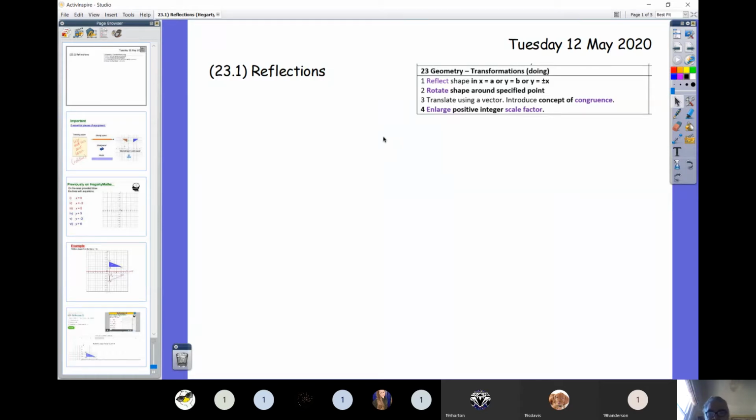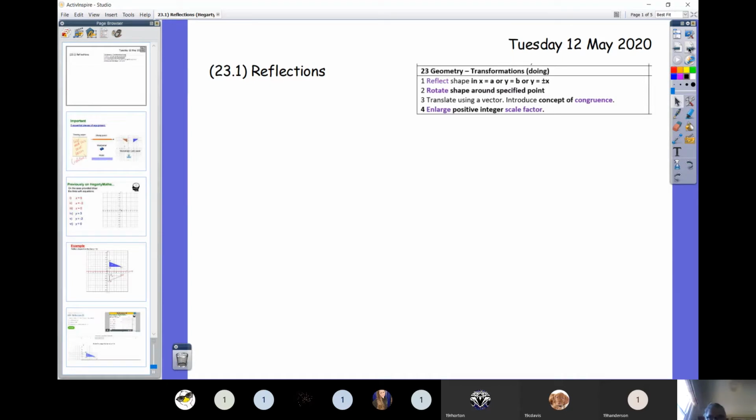So they are the four things that you can do to shapes, and they all come under the heading of transformations. So each of these is a type of transformation, and that gets a bit confusing because one of them is called a translation. So a translation is one of the four transformations. Okay, so all we're doing is just think of transformations. We're just transforming shapes. We're doing stuff to shapes. So reflections is the one we're doing today.